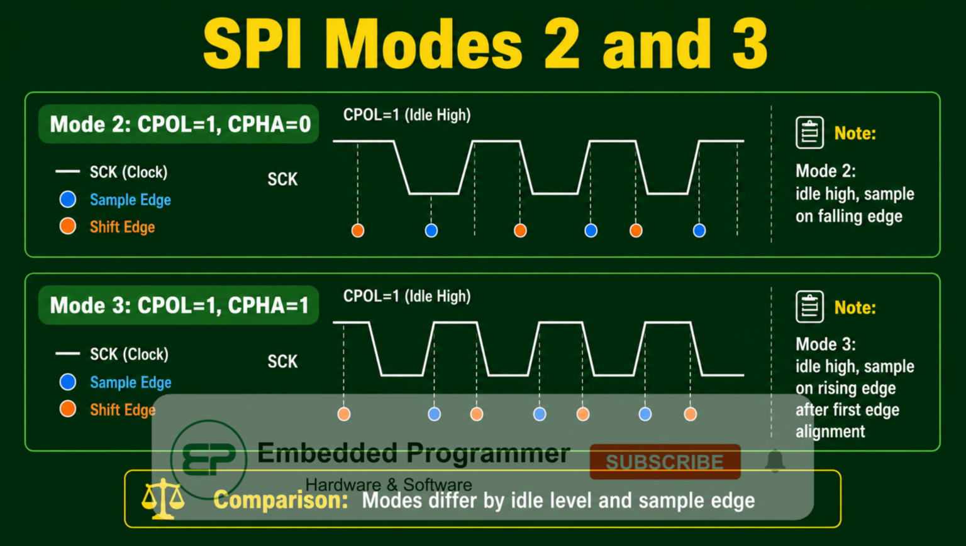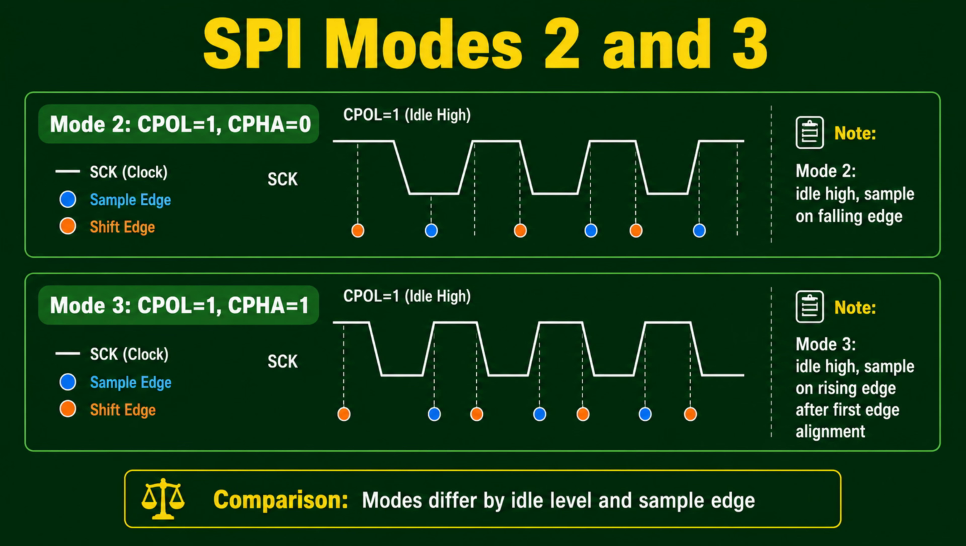SPI mode 2 uses CPOL equal to 1 and CPHA equal to 0. The clock remains high while the interface is idle. The leading edge is therefore a falling edge, and the receiver samples data on this falling edge. Data normally changes on the rising edge.